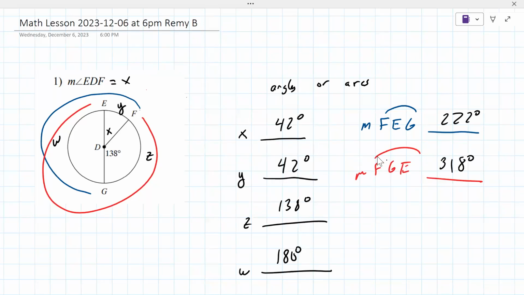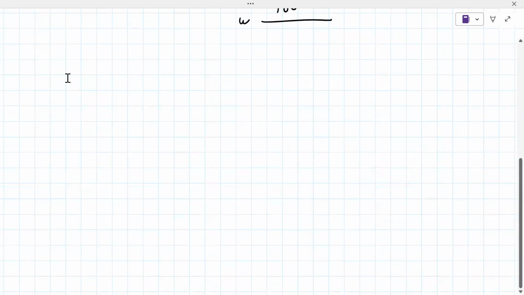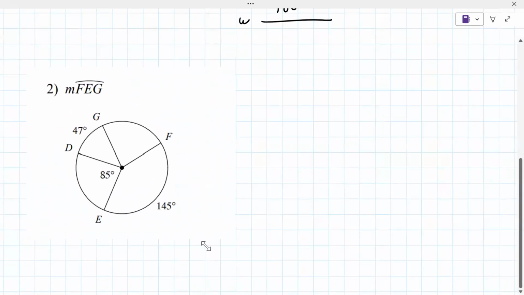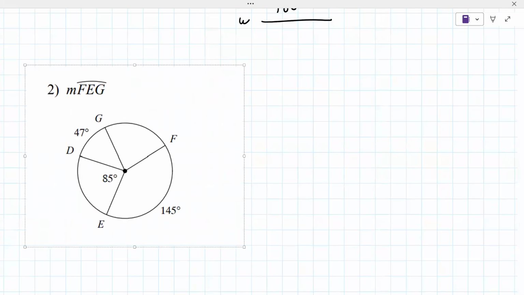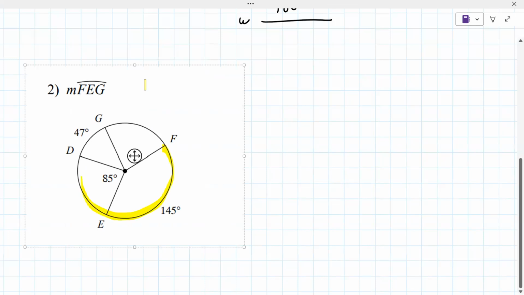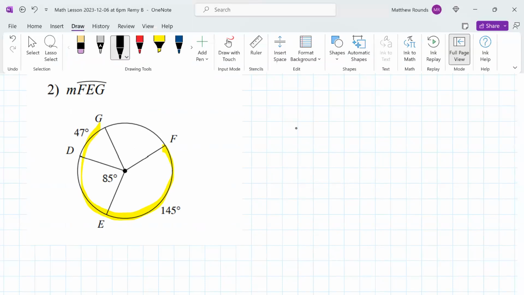So not too difficult at the moment, right? This one just asks you to find one value. You don't have to find all those intermediate ones. You could if you wanted, but I'll leave it up to you. I just want F to E to G, which I'll even highlight here to make that even more clear.